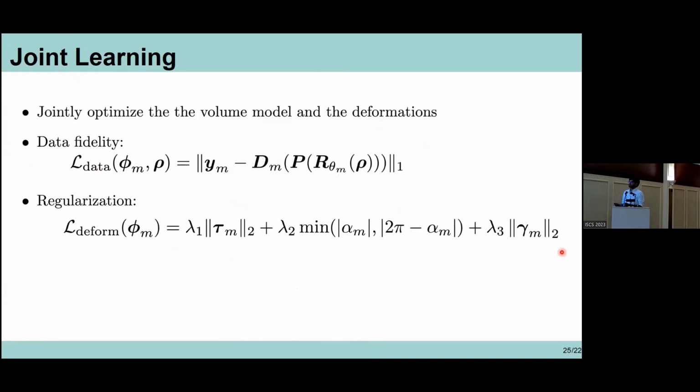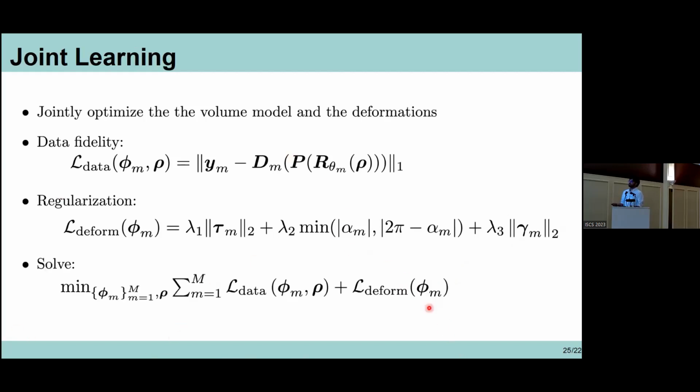I don't think we can recover them if there are large deformations in the projection, and we use an L2 penalty on the deformations itself and jointly train them using the cost function given here. So this gives us an estimate for our volume as well as the deformation. Now let's look at some results of this model.